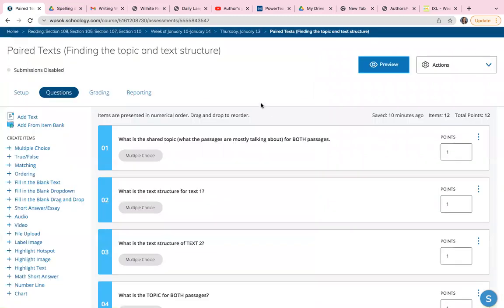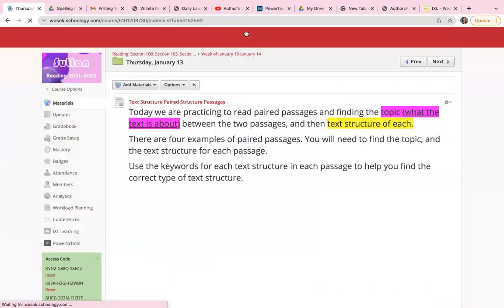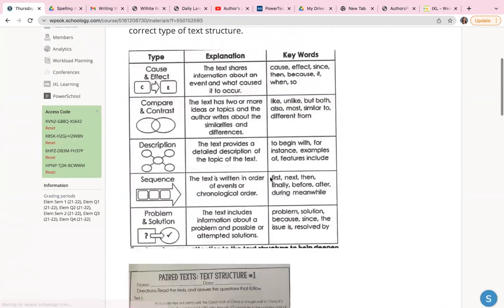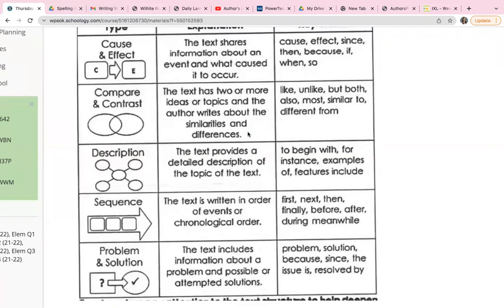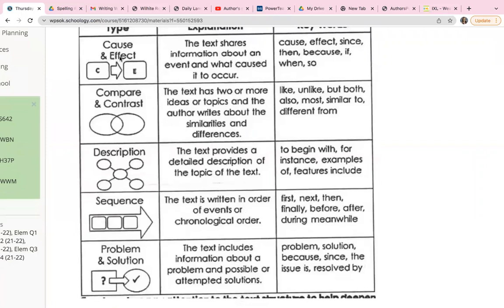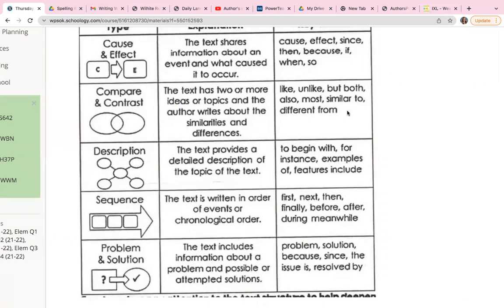Okay, let's go out of here real fast and I'm going to show you. Let's go over here. I added this just in case you don't have your notes. This will help you find the text structures. Okay, so you have cause and effect. You have the words cause, effect, since then, because. So if this happens, this will happen. Remember those little things we learned in class. If you have compare and contrast, you're going to be finding the similarities and differences. Remember our favorite Venn diagram. So you're looking for words like this is the same, this is different from, both.